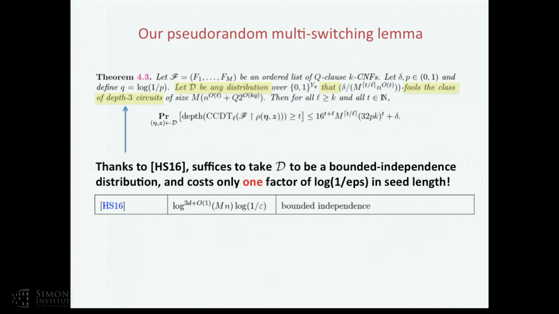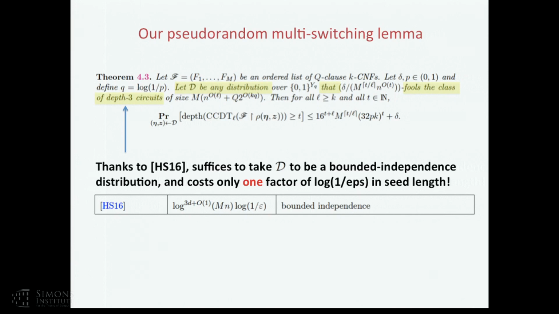You'll get that for the canonical common partial decision tree, the probability that it is deeper than some t is inverse exponential in t. So this is exactly the kind of thing you want, but you've got to be able to fool this class of depth 3 circuits. Right? If we want our overall seed length to be just logarithmic in 1 over epsilon, you've got to be able to fool depth 3 circuits with a log 1 over epsilon seed length.